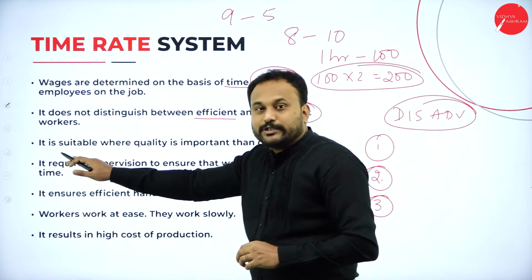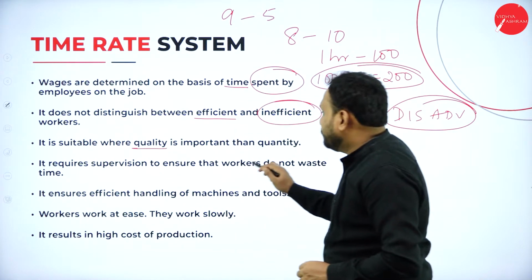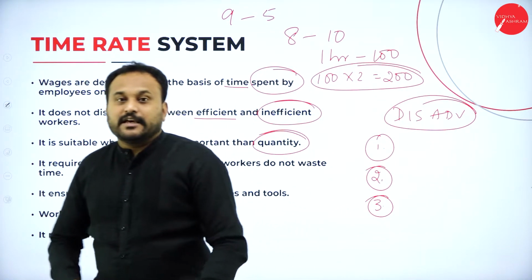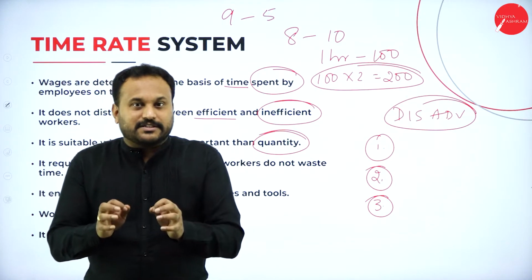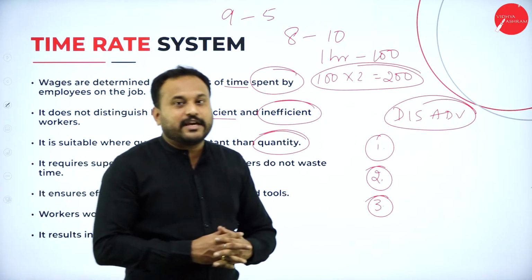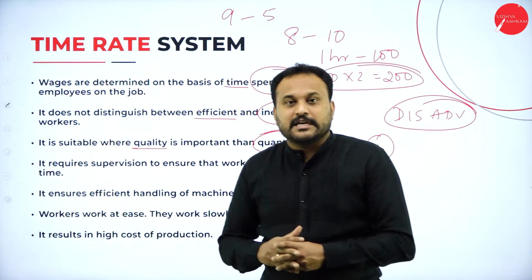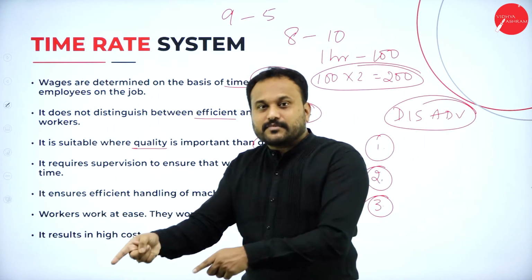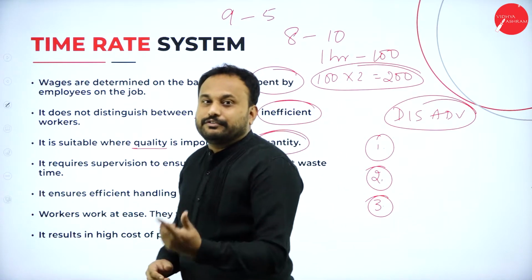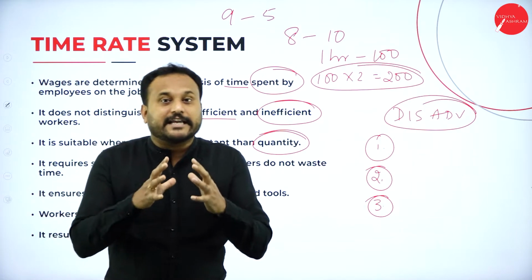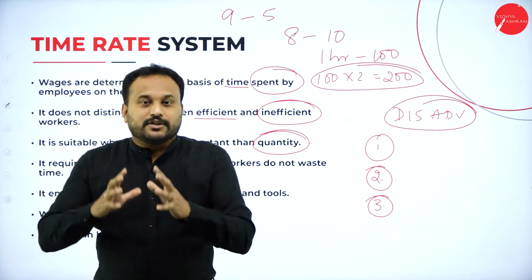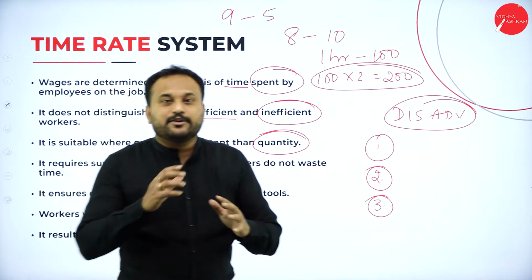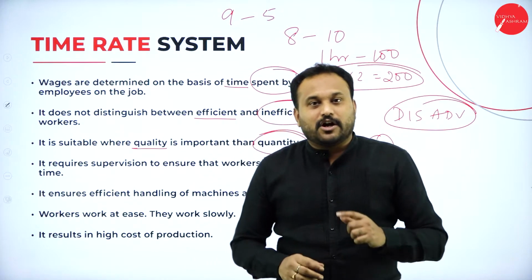Next is, it is suitable where quality is more important than quantity. But here this is what you are supposed to understand. If you have a supervisor and the supervisor will check who's doing what, I know that somebody is watching me, somebody is supervising me. I'll also get back to work and start working. But here you don't have targets. You don't have targets. Your mind will be relaxed, stress-free, and you only aim for quality and not quantity.